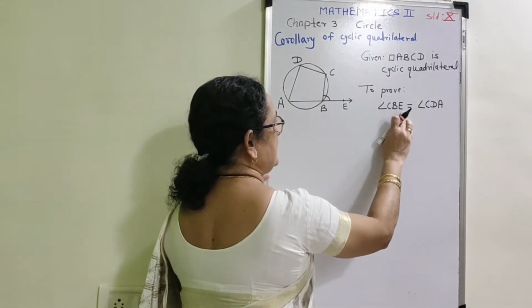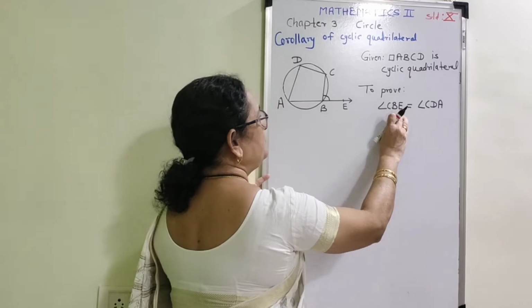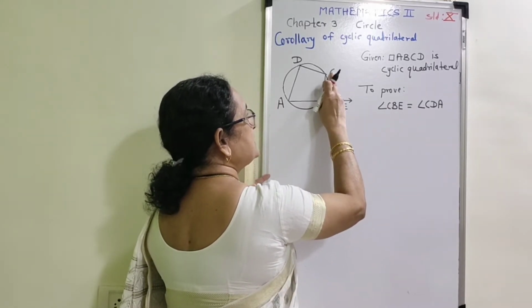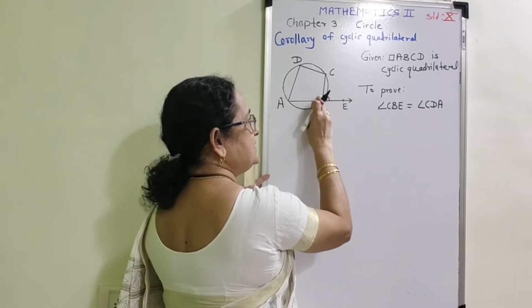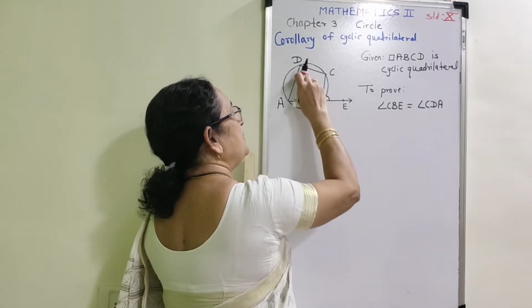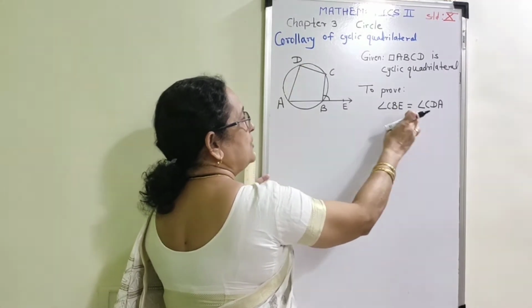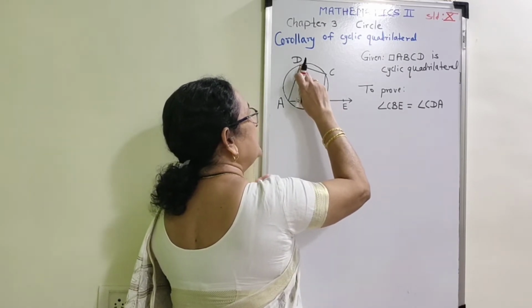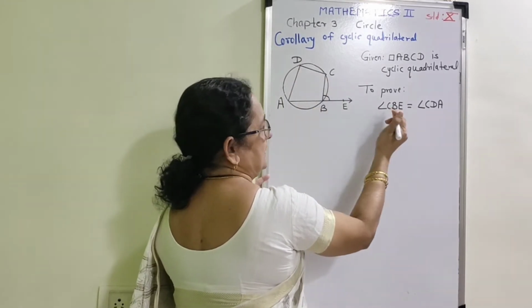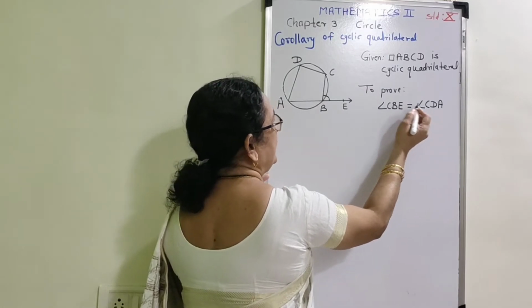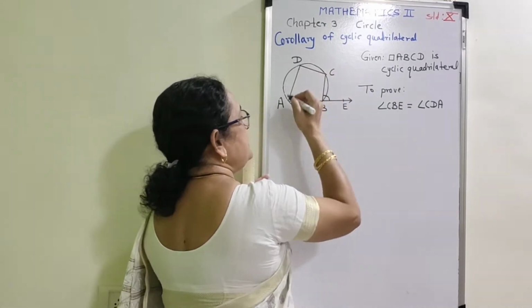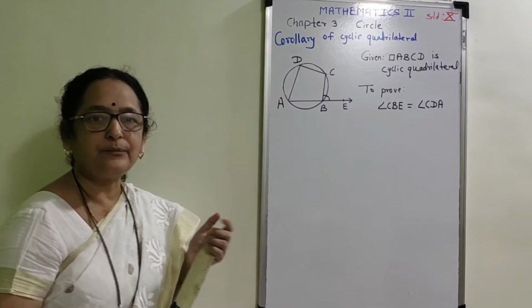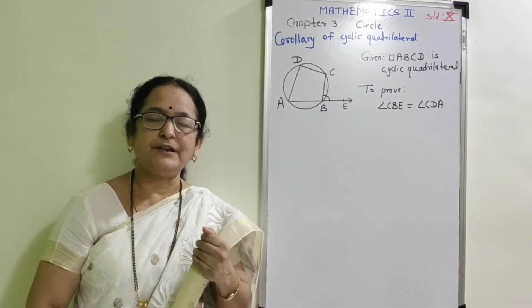Angle CBE, this is the exterior angle. Interior angle is CBA, which is the adjacent interior angle, and its opposite angle is angle D. You are going to prove that this exterior angle is congruent to the opposite of its adjacent interior angle, and that is angle CDA. Now here we are using two statements.